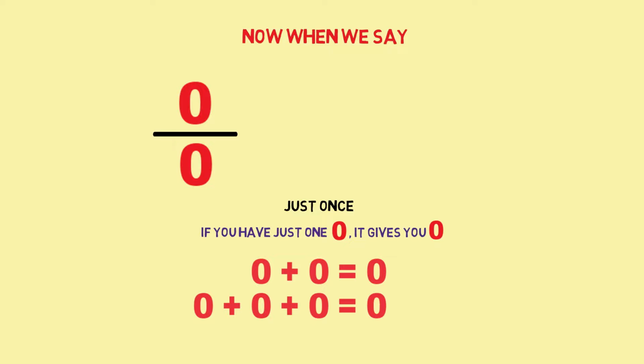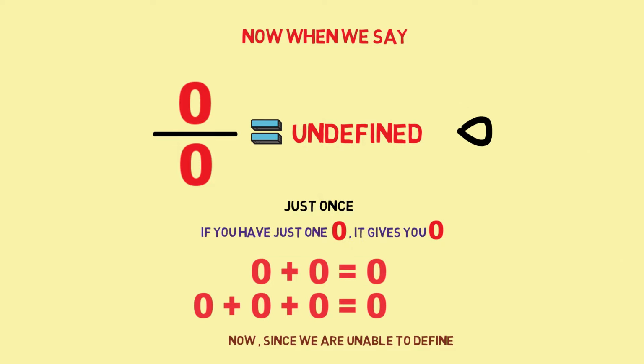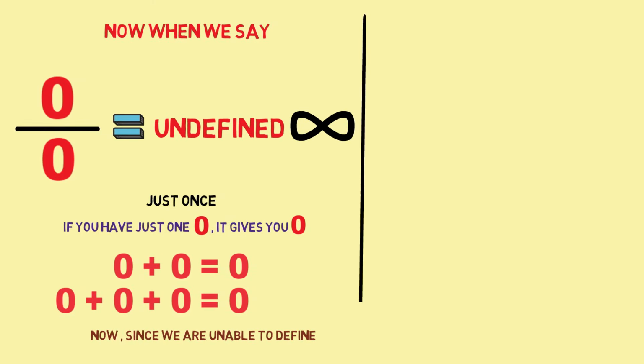Now, since we are unable to define if the answer is going to be 1, 2, 3, 4, or any other number in the world, we say that the answer is undefined. So 0 divided by 0 is undefined, and similarly, any number divided by 0 is also undefined.